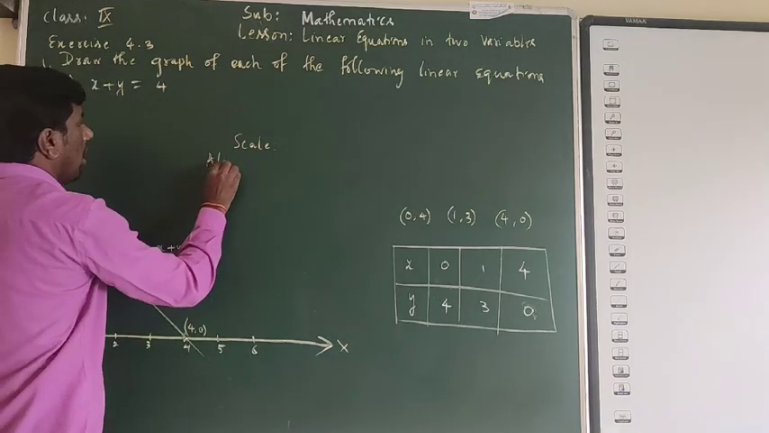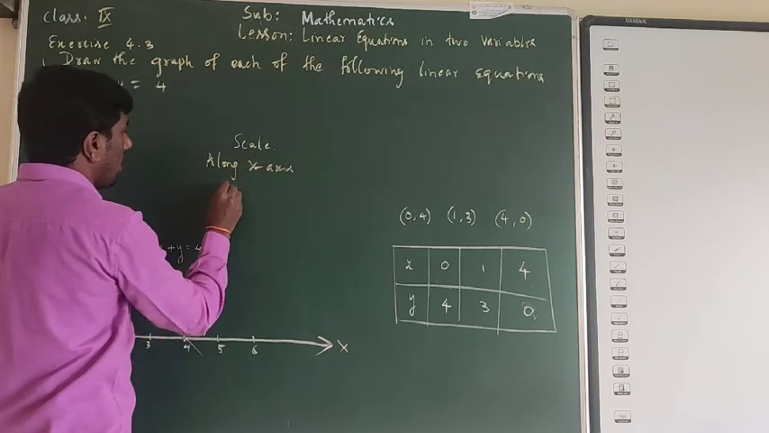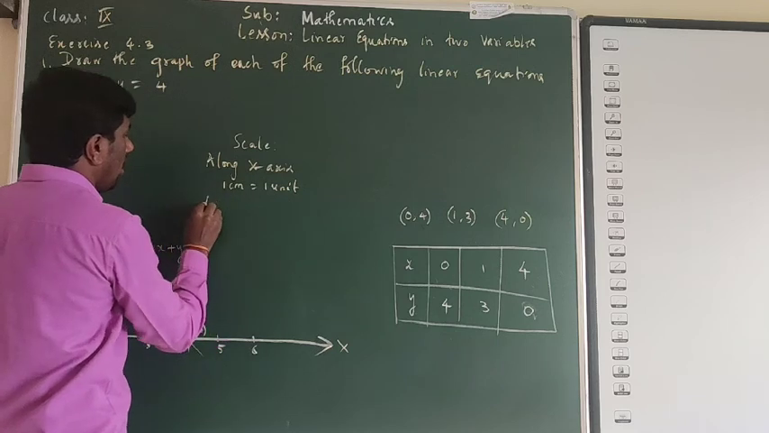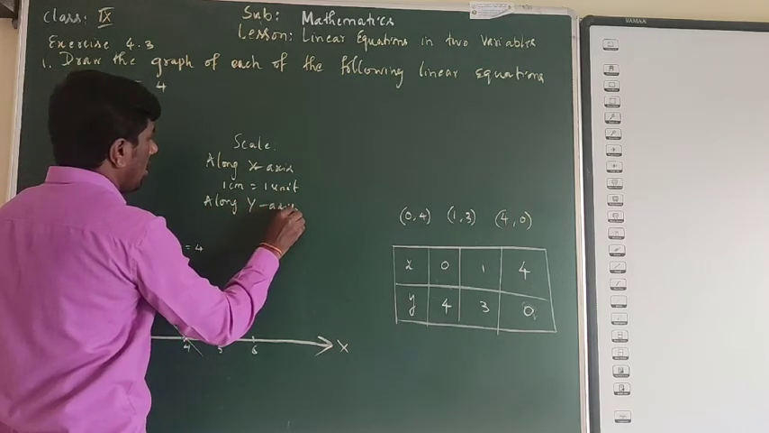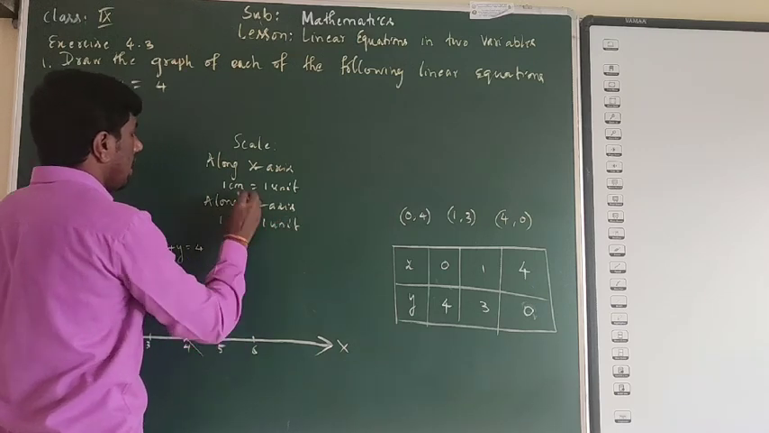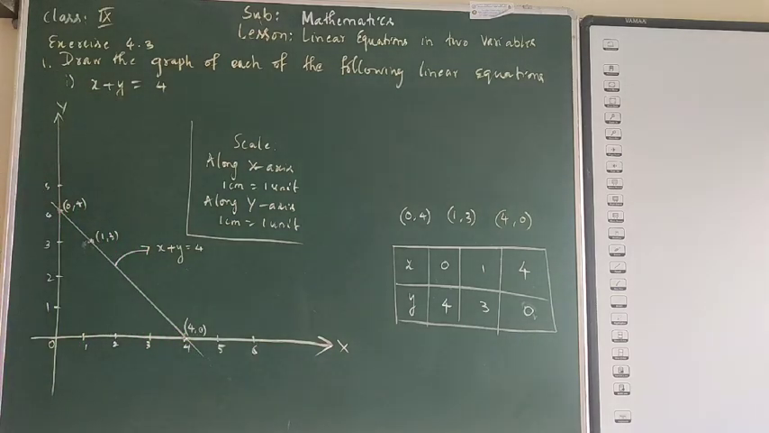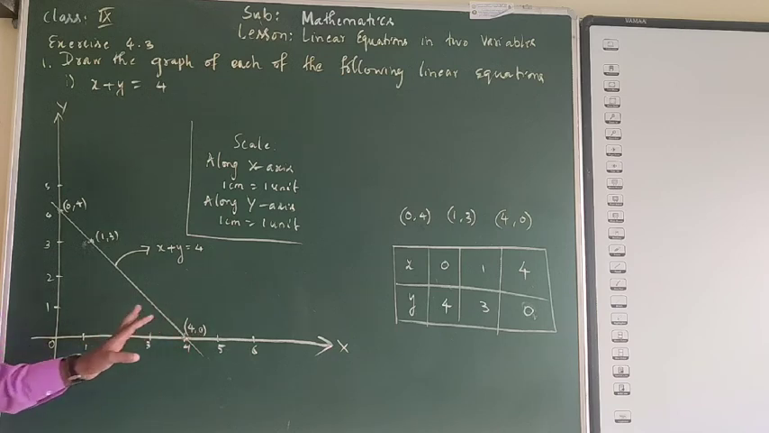Okay, along the x-axis, 1 centimeter is equal to 1 unit. Along the y-axis, again 1 centimeter is equal to 1 unit. This you should write, the scaling factor. Along the x-axis, we have taken for 1 centimeter 1 unit only. We didn't take 2, 4, 6, 8 or 10, 20, 30, 40. No, we have taken 1, 2, 3.